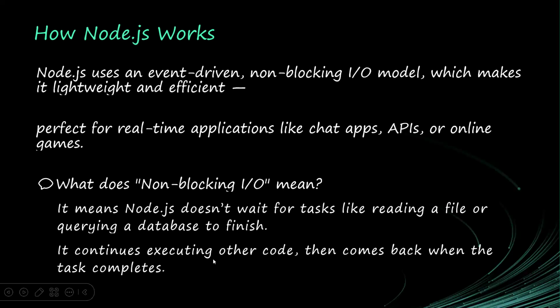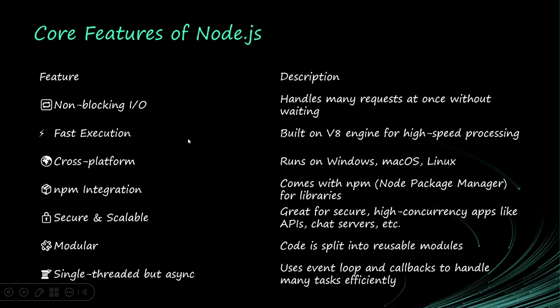It continues executing other code, then comes back when the task completes. So, core features of Node.js: non-blocking, fast execution, cross-platform. It handles many requests at once without waiting. Don't worry, we'll explain all these things better when we get to Node.js. It's built on the V8 engine for high-speed processing. It runs on Windows, macOS, and Linux. It comes with NPM for libraries.